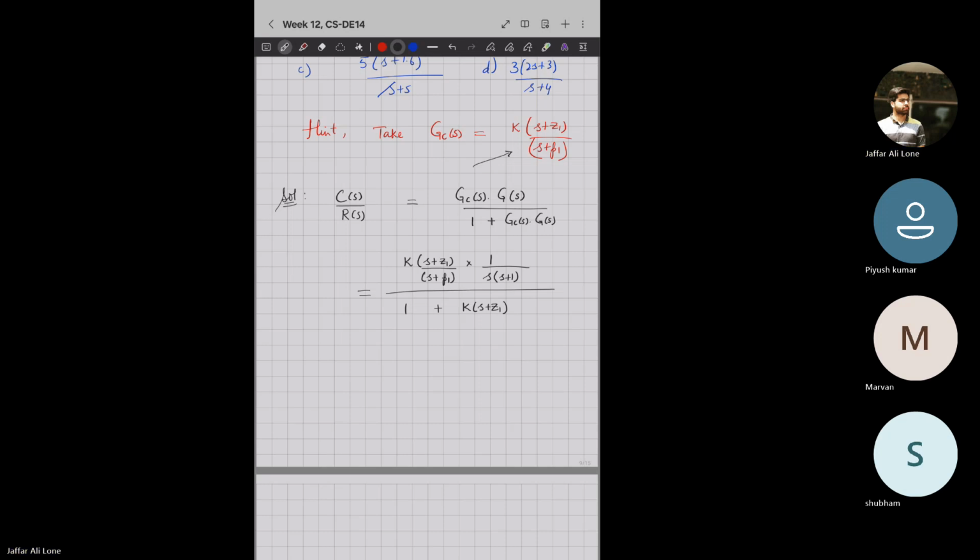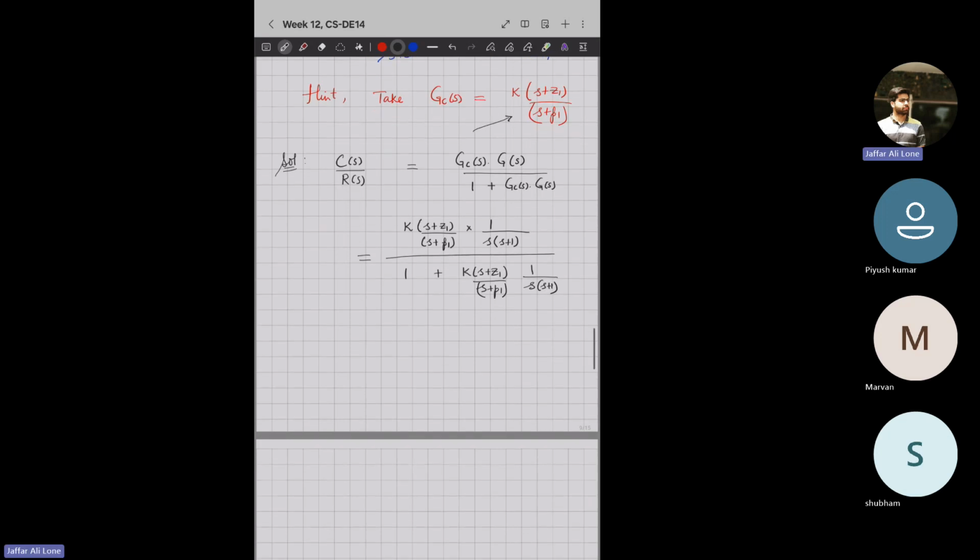Keep it up. And say 1 plus k into s plus z1 divided by s into s plus p1, into 1 divided by s into s plus 1. Okay, so this will be k into s plus z1 divided by s into s plus p1 into s plus 1, plus k into s plus z1.